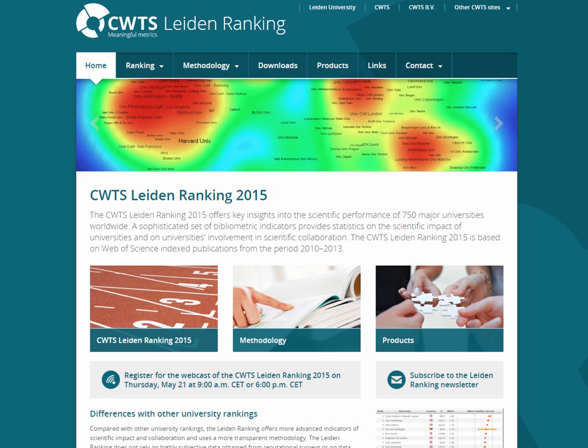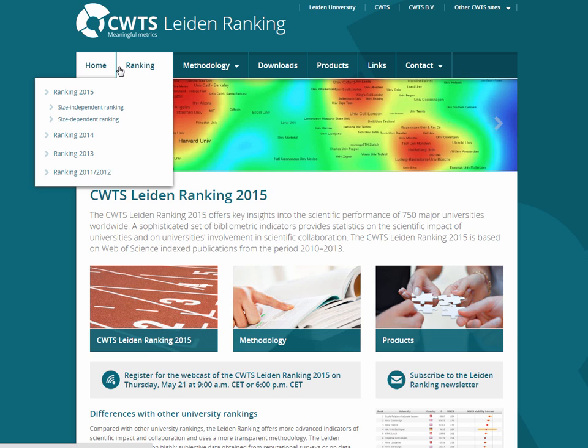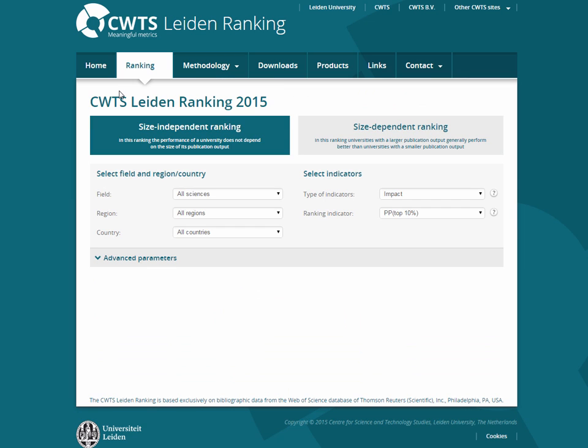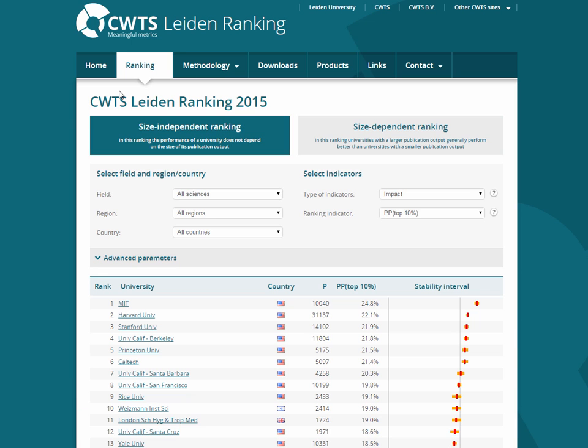Here we see the homepage of the website. Under Ranking, the latest edition of the Leiden Ranking is available, as well as previous editions. Let us look at the latest, so the 2015 edition of the Leiden Ranking. This page provides an overview of the ranking results. It is important to mention that it is not a static ranking.